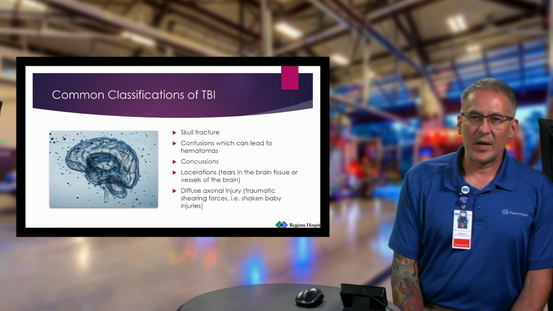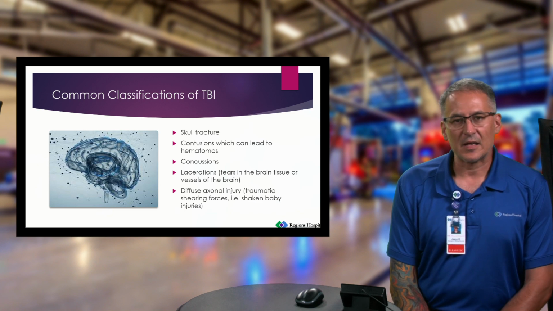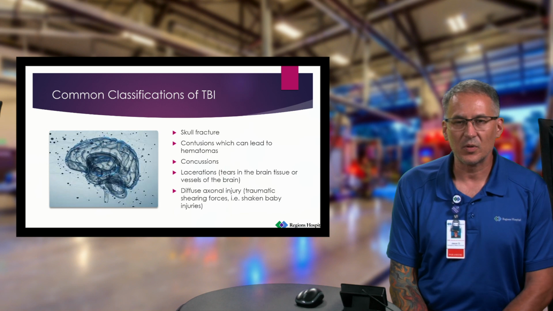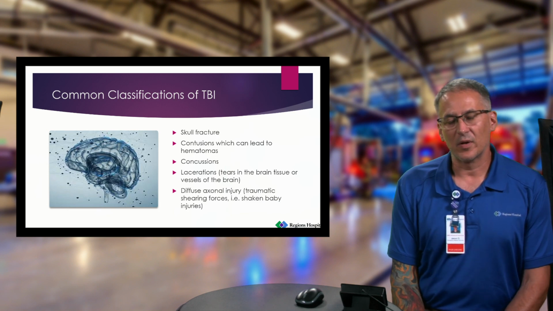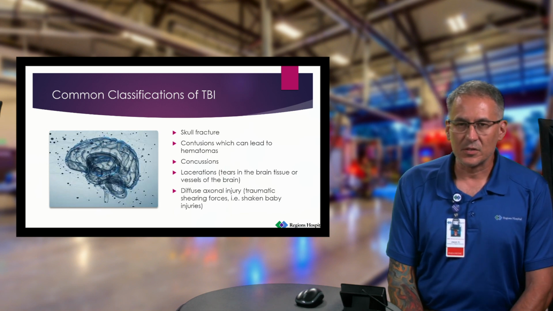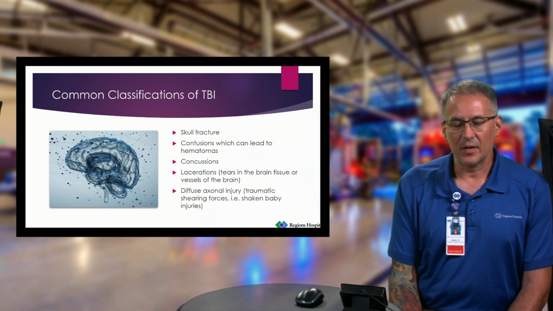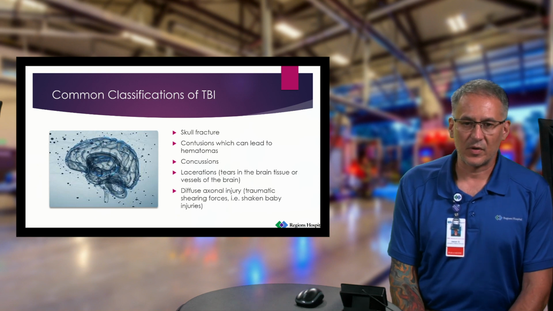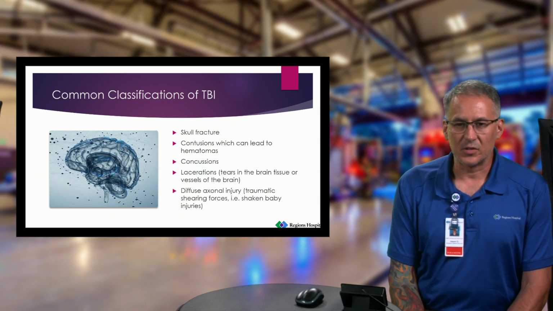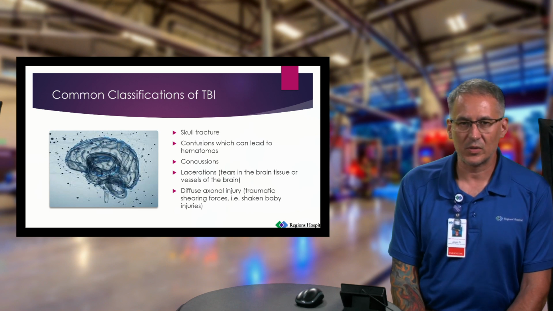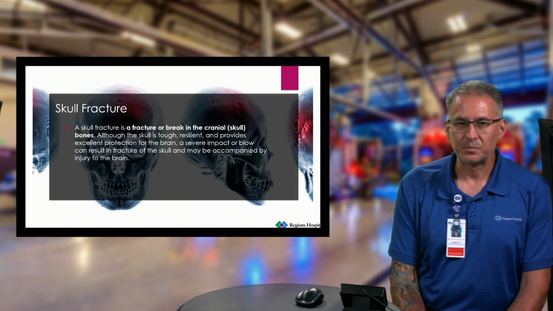As I said, many sources, many texts classify traumatic brain injury into multiple different categories, from skull fractures through contusions, which is going to envelop all the hematomas, concussions, lacerations where we're actually damaging brain tissue either from a penetrating object or depressed skull fragments, and a diffuse axonal injury, that shearing force that we get in shaken baby syndrome, as well as some rapid deceleration, coup, counter coup type injuries within the brain.